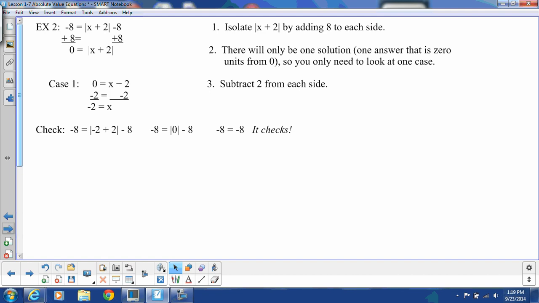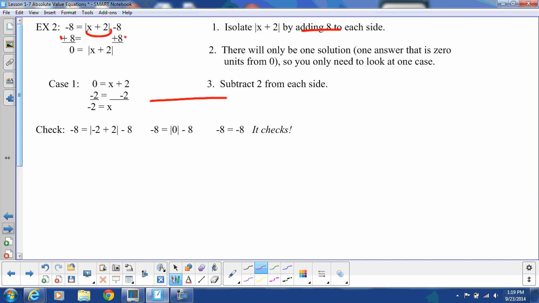In this example, we have -8 equals the absolute value of x plus 2 minus 8. Again, our goal is to isolate this absolute value expression. To do so, we will add 8 to each side. So we have plus 8, plus 8. Do the math. -8 plus 8 is 0. And over here, this -8 goes away. So we have 0 equals the absolute value of x plus 2.